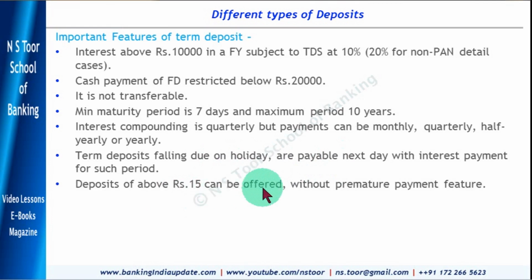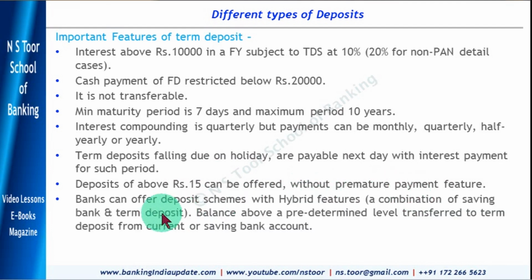Deposits above rupees 15,000 can be offered without the premature payment feature. So these can be offered with the premature payment feature also and without it also. Friends, banks can offer deposit schemes with hybrid features. In case of hybrid features, there is a combination of saving bank products and term deposit products. Balance above a predetermined level can be transferred to a term deposit from a current or saving bank account in such cases.